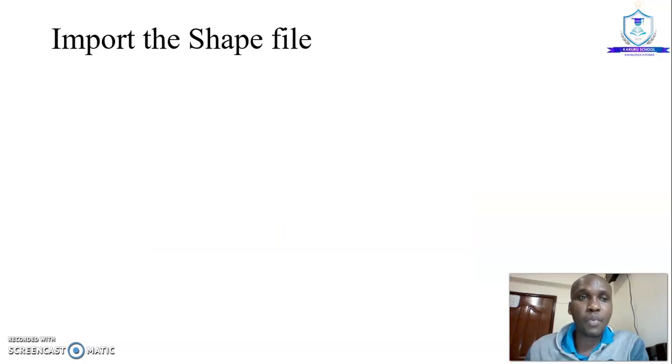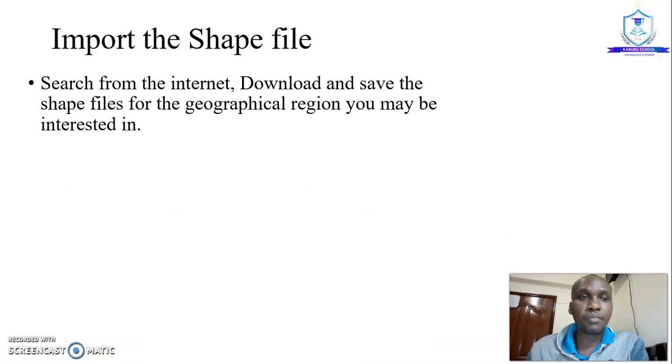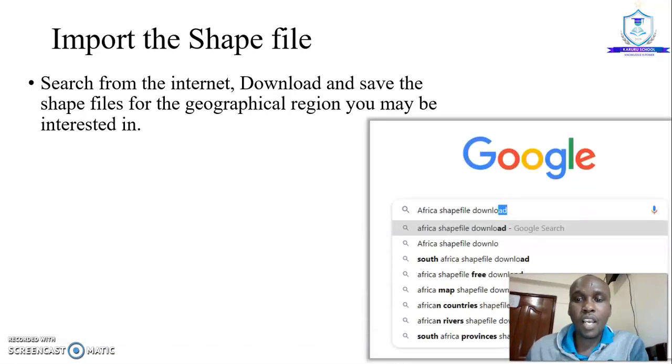So the first step would be to import the shapefile into your project. So search from the internet, download and save the shapefile for the geographical region which you may be interested in. In my case, I'm interested in working with an African shapefile. So I'll go to Google, type in African shapefile, download.